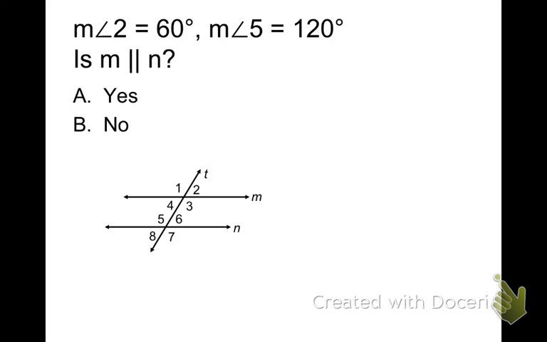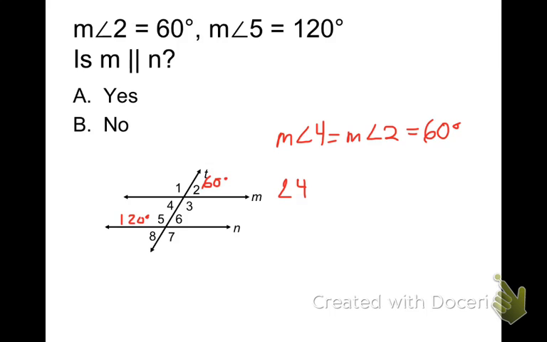Okay, how about the measurement of angle 2 being 60 and the measurement of angle 5 being 120? So angle 2 here is 60 degrees and angle 5 has a measurement of 120 degrees. Is that enough information to prove the lines are parallel? Well, if the measurement of angle 2 is 60 degrees, the measurement of angle 4 is going to be the same as the measurement of angle 2 because they're vertical angles, so that's also 60.